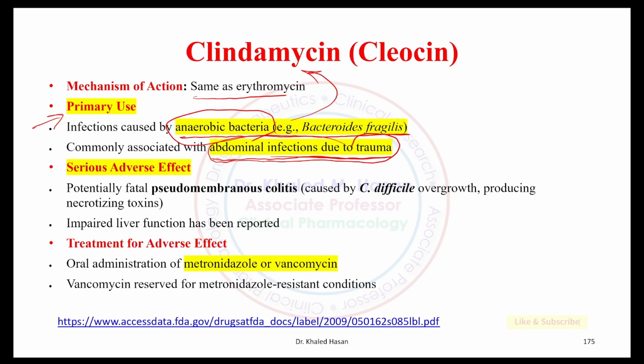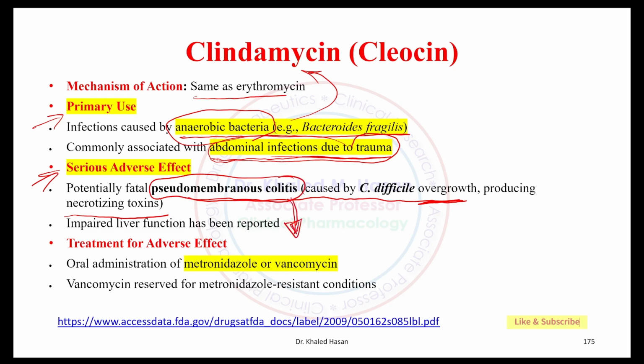We treat the patient with clindamycin in this case. Clindamycin carries the risk of serious adverse effects such as pseudomembranous colitis caused by Clostridium difficile. This Clostridium difficile will overgrow and produce necrotizing toxin. What happens if the patient starts suffering from colitis? What is the treatment available for this patient?